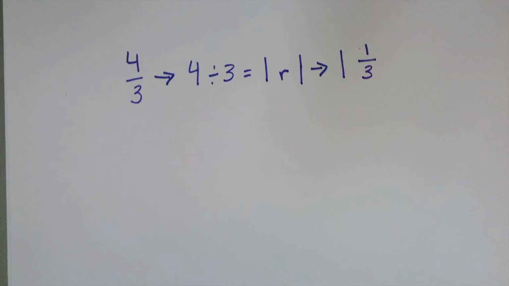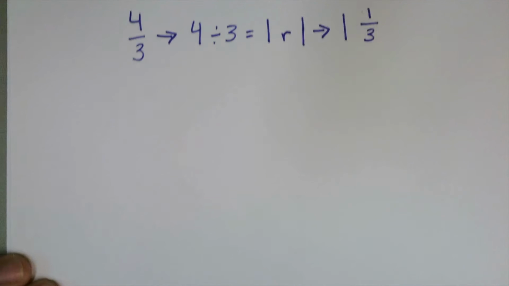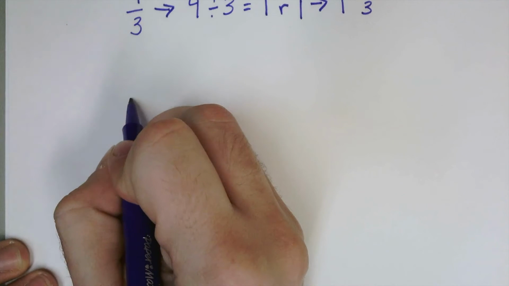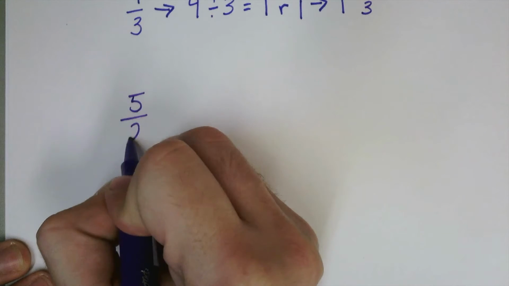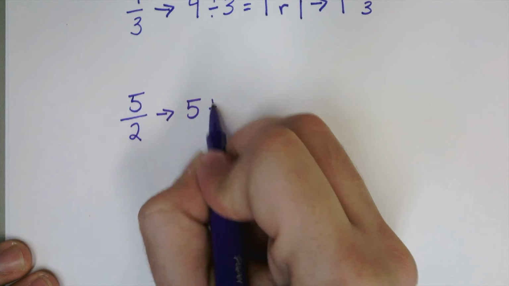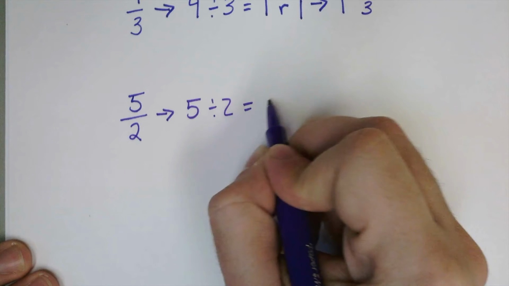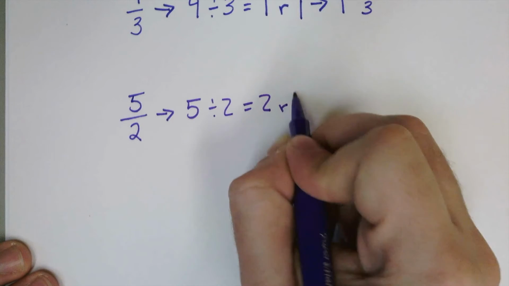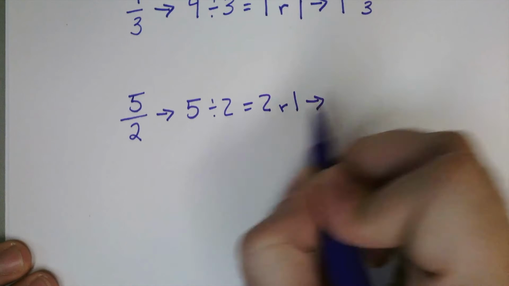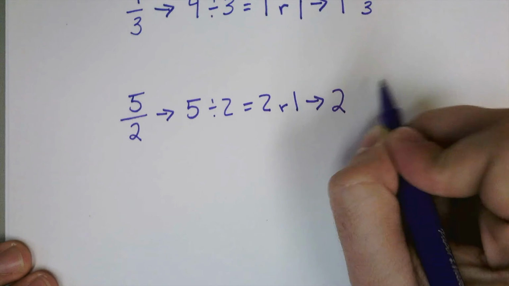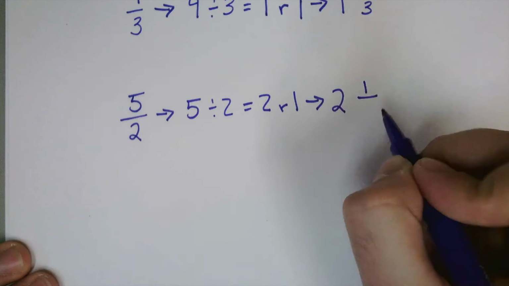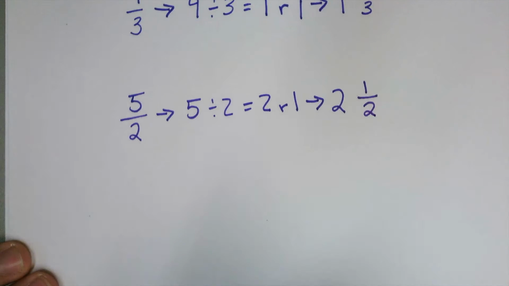All right, let's look at another example. Okay, let's take a look at, let's say, 5 halves. All right, so let's convert it to our division problem. 5 divided by 2. 5 divided by 2 is equal to 2, remainder 1. Then we're going to continue. Now we're going to change it to a fraction. We have 2 wholes, we have 1 as our remainder, and it takes 2 parts to make a whole, so we keep that denominator the same, and we put a 2 there.